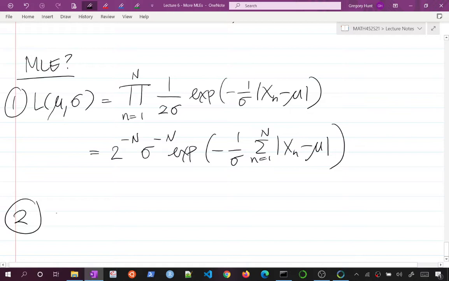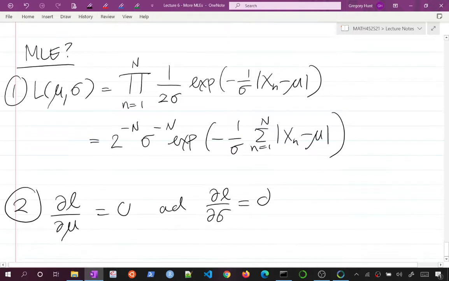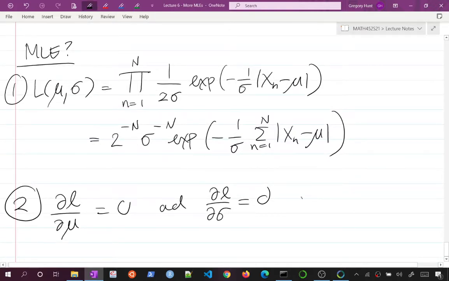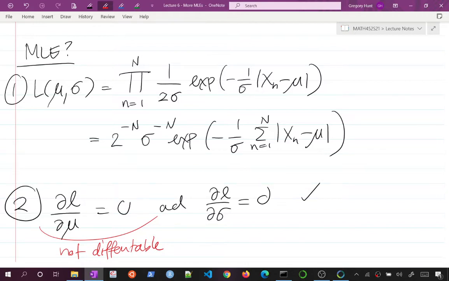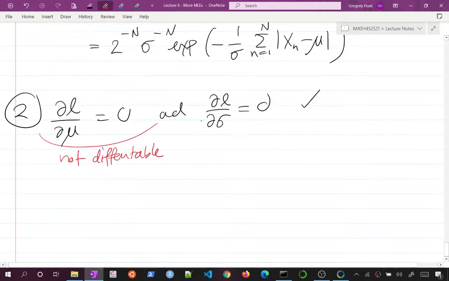The second step typically is you would look at dL/dmu, set that equal to 0, and dL/dsigma, set that equal to 0. Now as a function of sigma, we're good because this thing is differentiable as a function of sigma. This is not differentiable with respect to mu. So that causes some issues. But we can at least get the sigma.